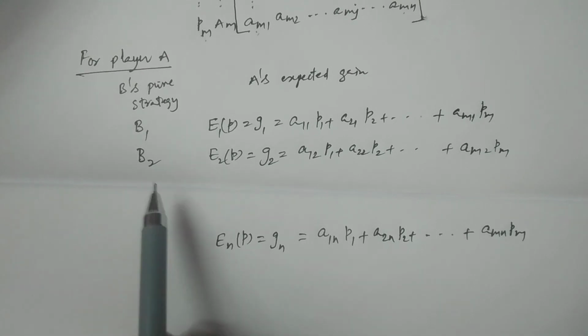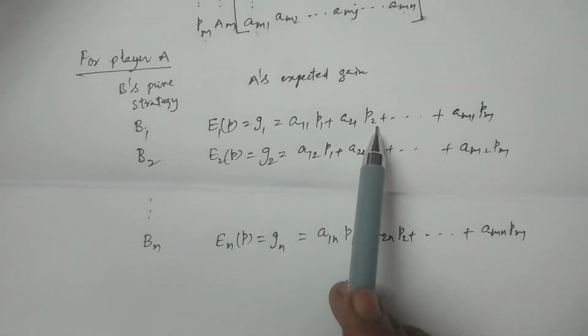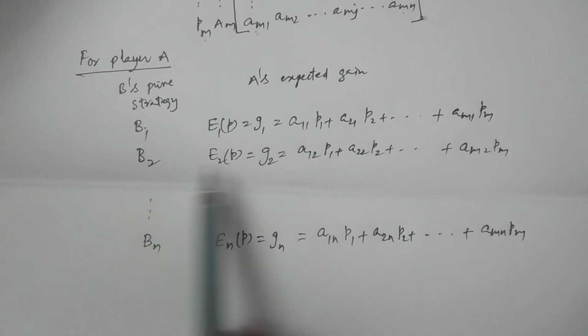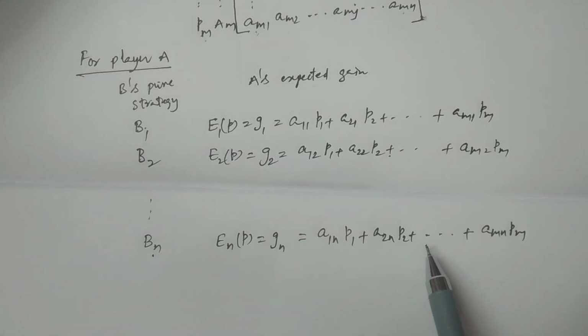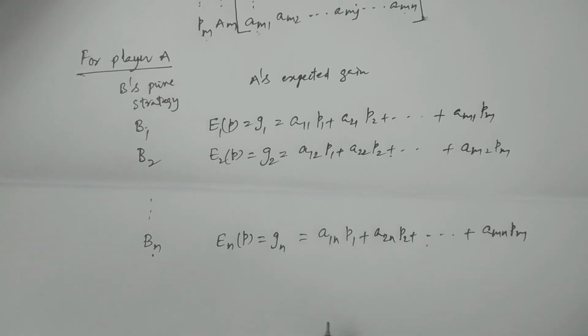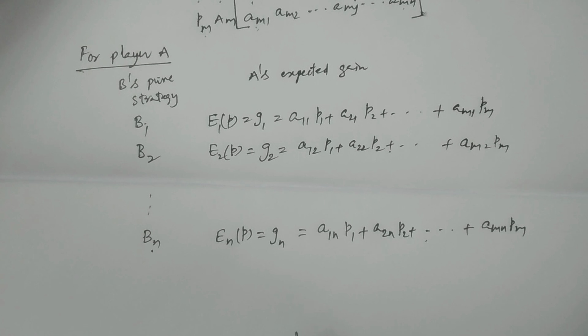If player B uses the strategy B1, this is the expected gain for player A. If player B uses the strategy B2, this is the expected gain for player A. Similarly, if player B uses Bn, then this is the expected gain for player A. Now, consider the probabilities P1, P2 and so on Pm; of course, I have already explained the properties of probability. All Pi must be greater than or equal to 0 and all Qj also must be greater than or equal to 0, and P1 plus P2 plus and so on plus Pm is equal to 1, and Q1 plus Q2 plus and so on Qn is equal to 1, right?